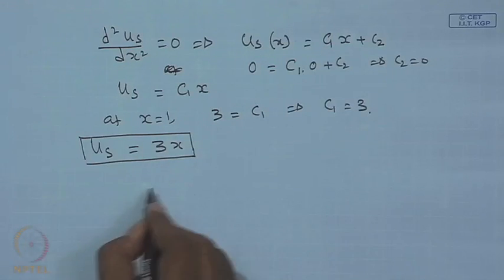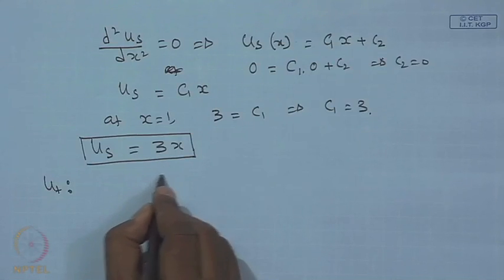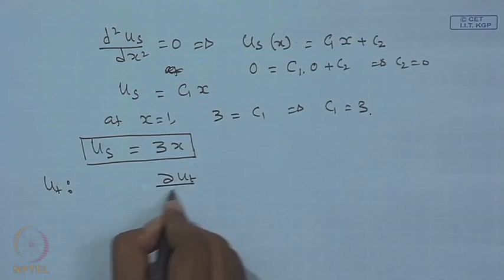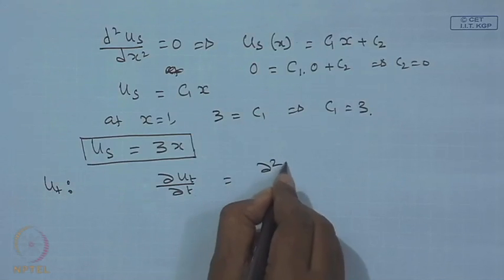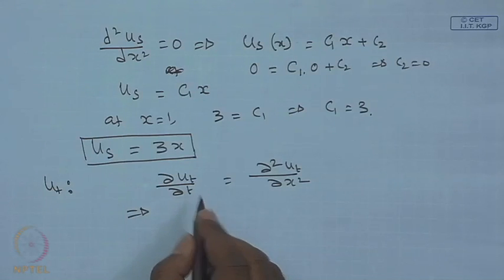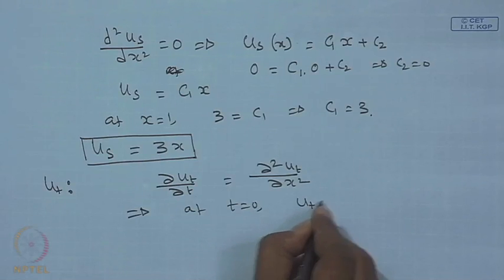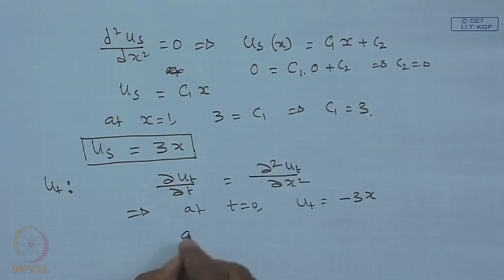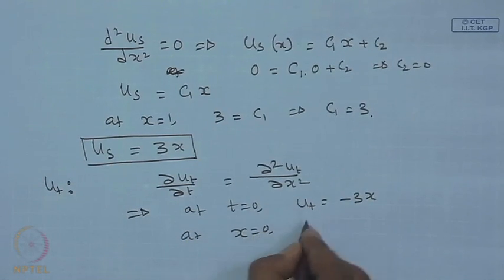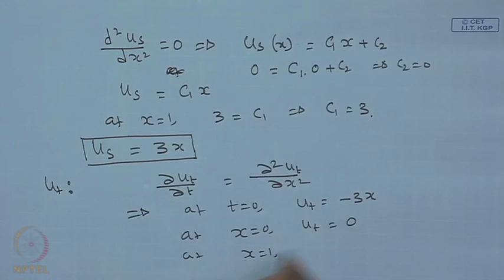So, u_t becomes, if you look into the solution, the condition on u_t will be: del u_t by del t is equal to del square u_t by del x square. At time t is equal to 0, u_t is equal to minus 3x. At x is equal to 0, we had u_t is equal to 0, and at x is equal to 1, we had u_t is equal to 0. So, just only one correction.